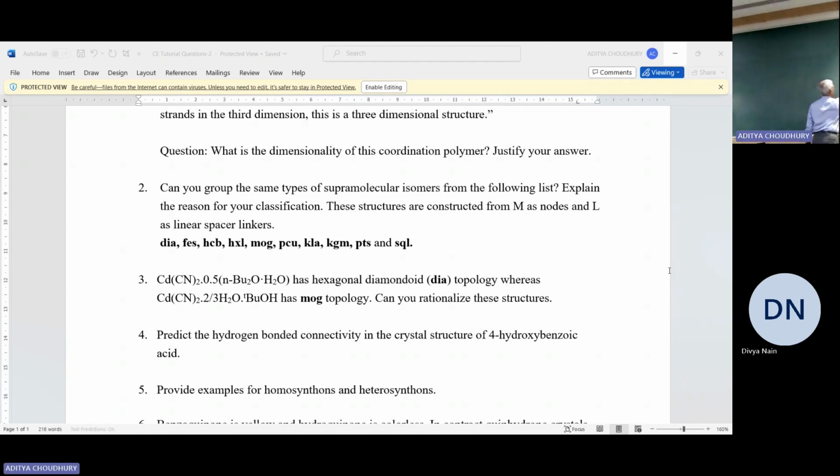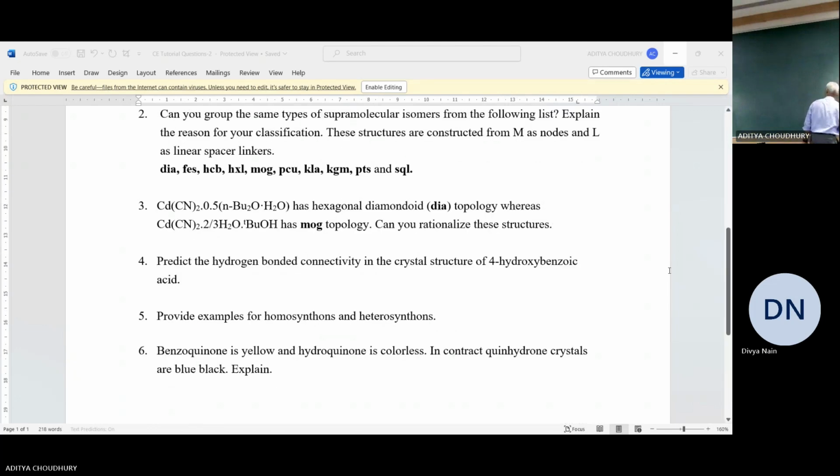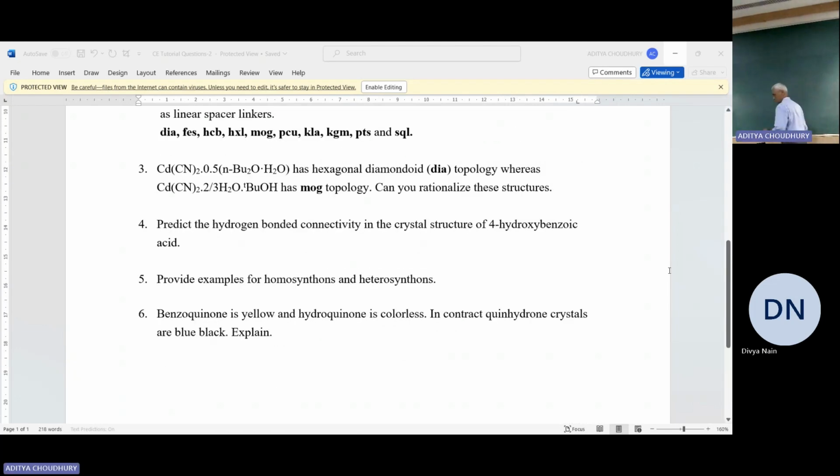So let's go to the next picture. Here is going to be question number 4. Predict the hydrogen bond connectivity in the crystal structure of 4-hydroxybenzoic acid. You have studied the synthons and different types of hydrogen bonds, so try to draw the hydrogen bond connectivity in the solid state, or at least in the 2D plane. Can you just draw something? If you want me to draw the structure first, please.